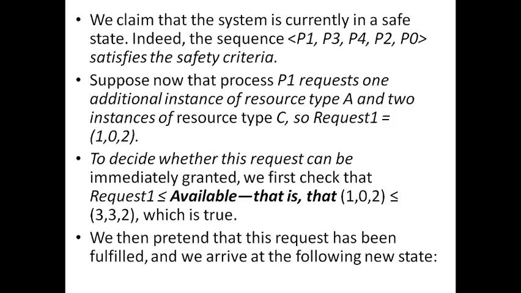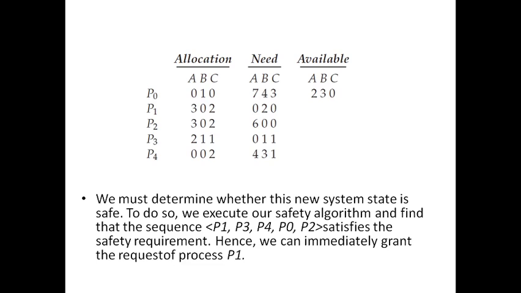Suppose that process P1 requests one additional instance of A and two instances of C, which means the request submitted by P1 will be 102: 1 of R1, 0 of R2 and 2 of R3. To decide whether this request can be granted or not, we have to check whether it is less than or equal to available, that is, whether we have the resources. If that is true, then we make that allocation and run the safety algorithm to determine whether this allocation has not affected the safe state of the system, just like we did in the previous example.